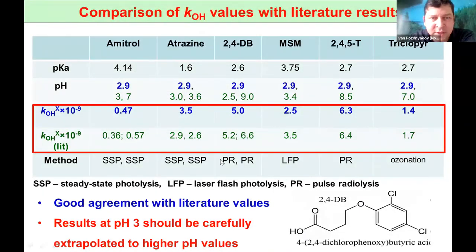And we compared our results with the literature ones. I won't speak about this too much. We find good agreement with literature values, but for sure there is one small problem. If we use pH 3, and you want to obtain the reactivity of OH radical at higher pH, for example, you have different forms of your compound at acid pH and neutral pH with different reactivity, so you should take care about results obtained by this approach.